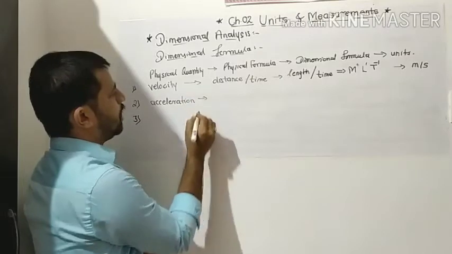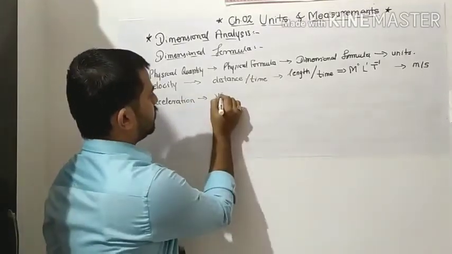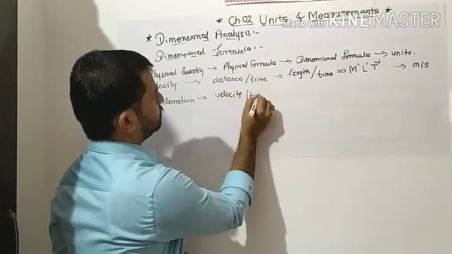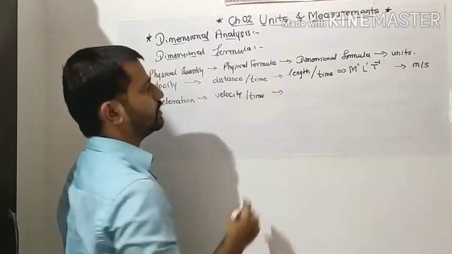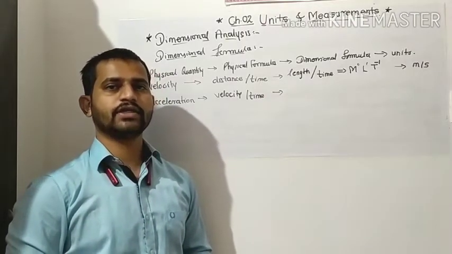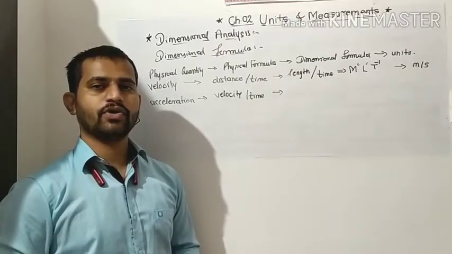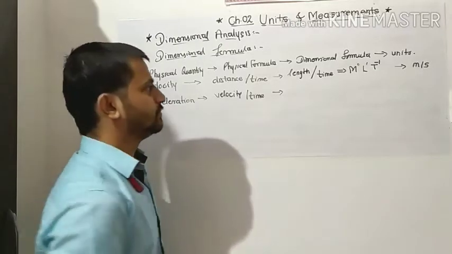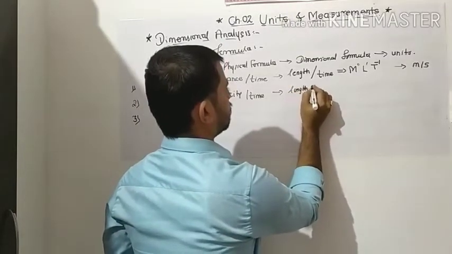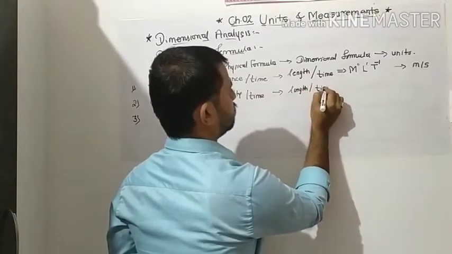Okay. How is the acceleration given? It is given as the velocity upon time. As we know, the velocity is expressed as length upon time, so we can write it as length upon time square.